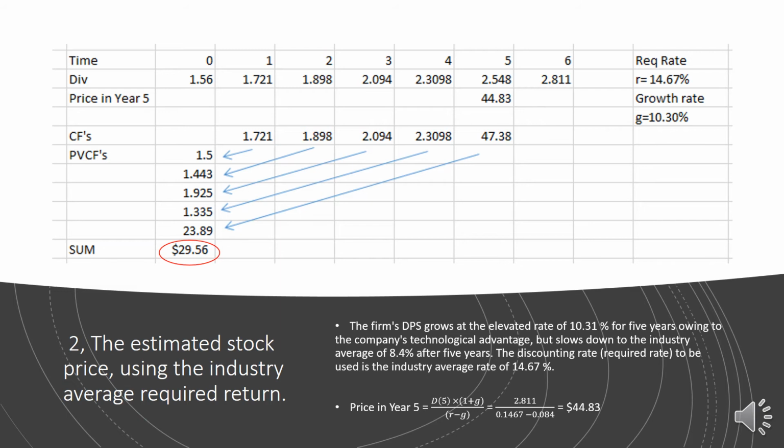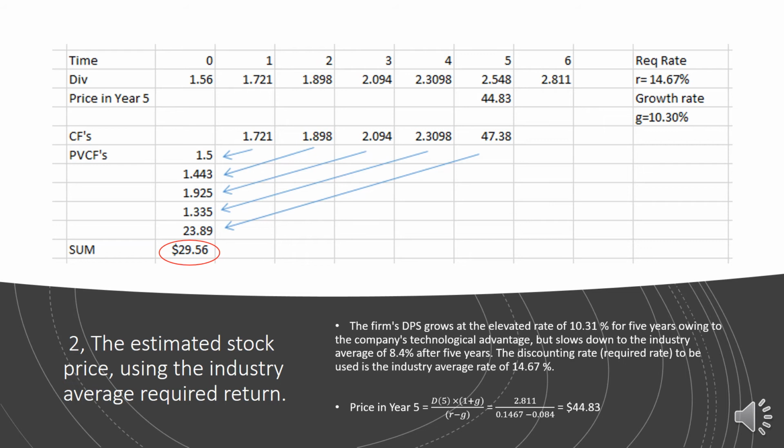So how can we calculate the dividend in year 1 applying the growth rate? It is very easy. We take 1.56, we multiply by 1 plus 10.31% to the power of 1 because it is the dividend in year 1. And we do the same for year 2. We take the dividend in year 1, 1.721, and multiply by 1 plus the growth rate of 10.31%, to the power of 2 because it's the dividend in year 2.